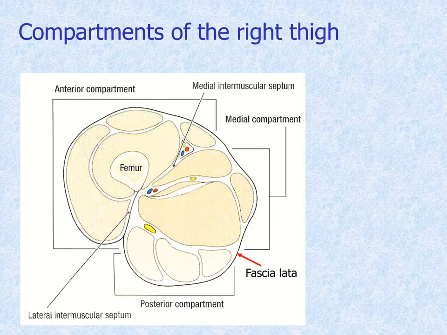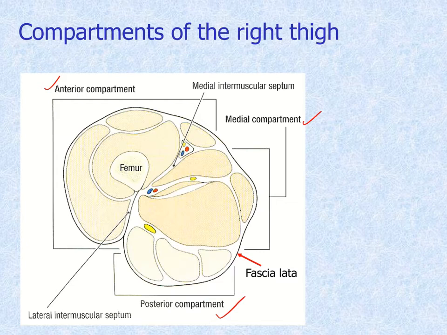Compartments of the thigh. Like in the upper limb, in the lower limb also, the thigh and leg are divided into compartments by intermuscular septa. When it comes to the thigh, there are three compartments: the anterior compartment, medial or adductor compartment, and the posterior compartment. The anterior compartment is also called the extensor compartment, and the posterior compartment is also called the flexor compartment. The medial compartment, as I said before, is also called the adductor compartment.